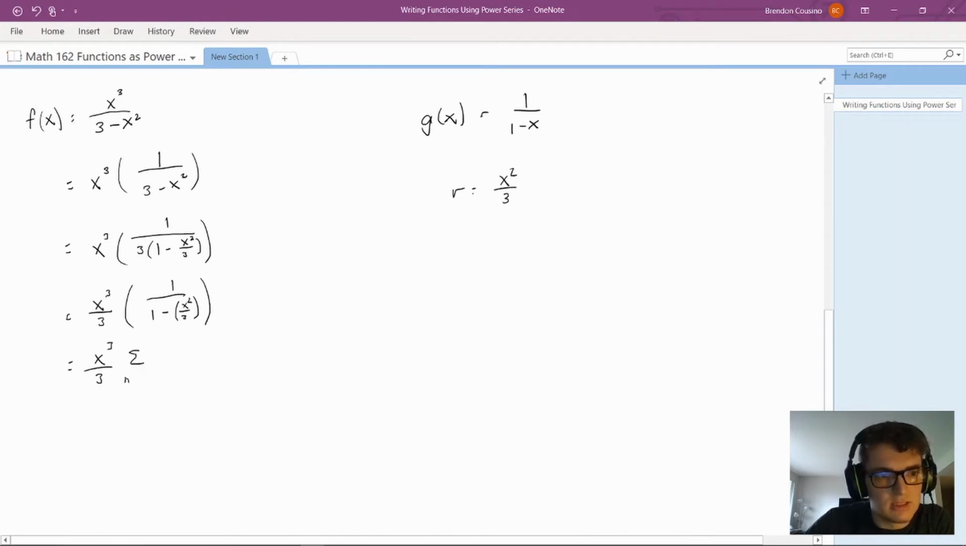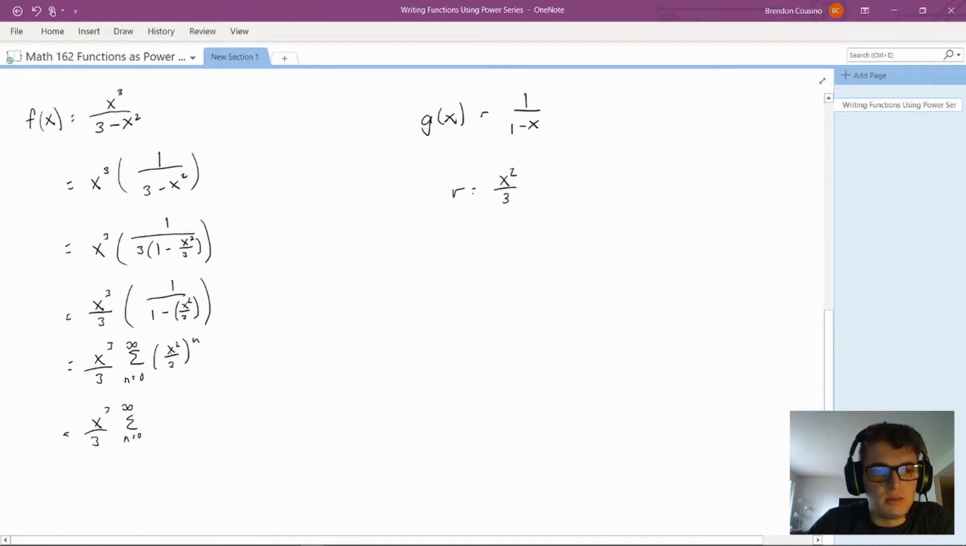The summation as n equals 0 to infinity of x to the n, right? Except in this case, our x is going to be x squared divided by 3 to the n. Okay, and so now what we want to do is simplify this because we want to get these terms back inside of the power series. I'm just going to simplify the inside of the power series for this step. So this is going to be x cubed divided by 3, summation as n equals 0 to infinity.